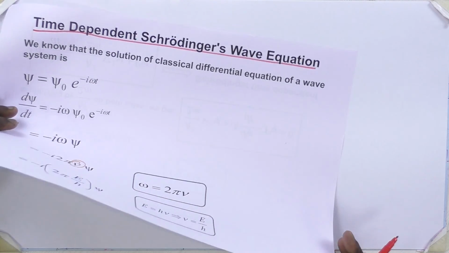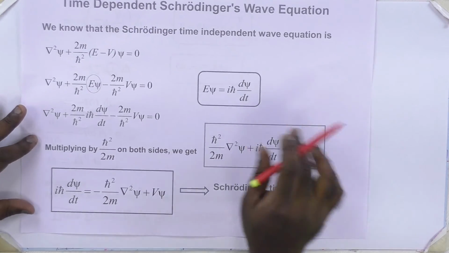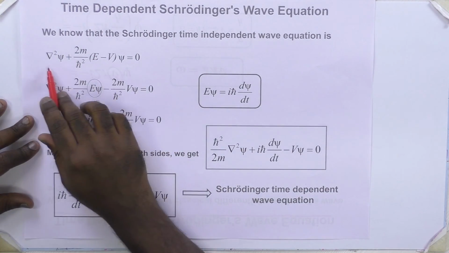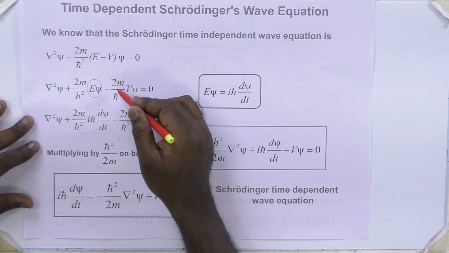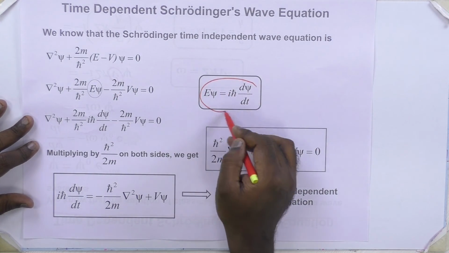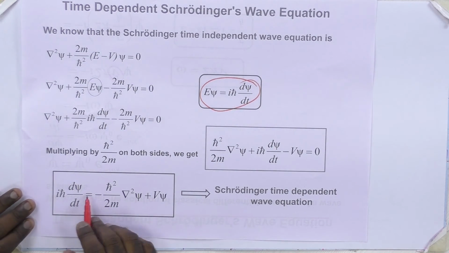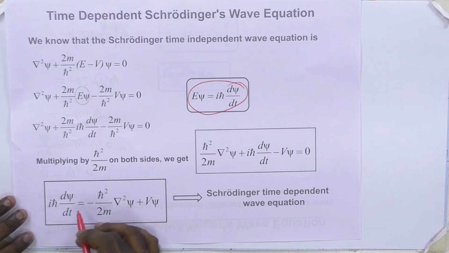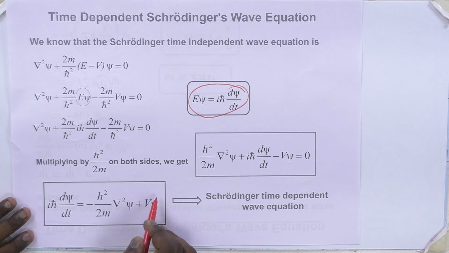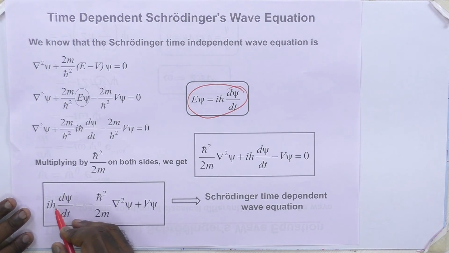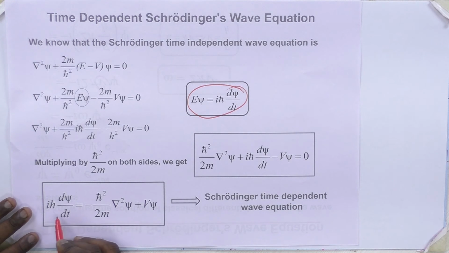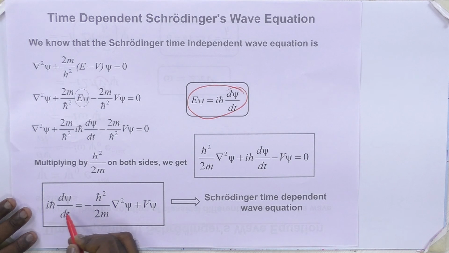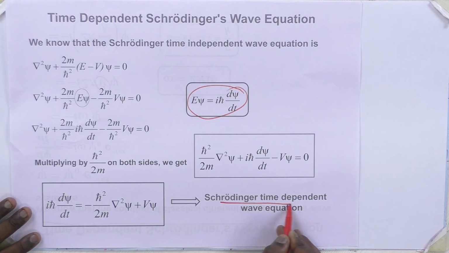Similarly, I am skipping some steps. We know the time independent equation, and from there you can substitute this energy value and derive an equation. I have skipped many steps, but finally I just want to show that the Schrödinger time dependent equation can be derived like the time independent Schrödinger equation, in terms of the Hamiltonian, which I will explain in the next slide. So i h bar d psi by dt is equal to minus h bar square by 2m del square psi plus V psi. This is the Schrödinger time dependent wave equation.